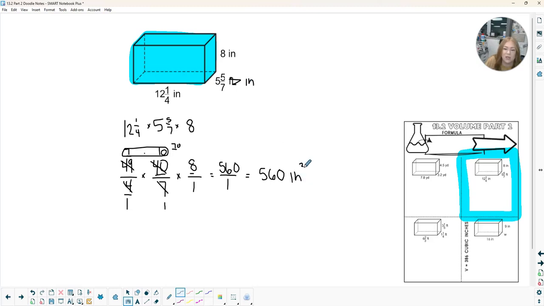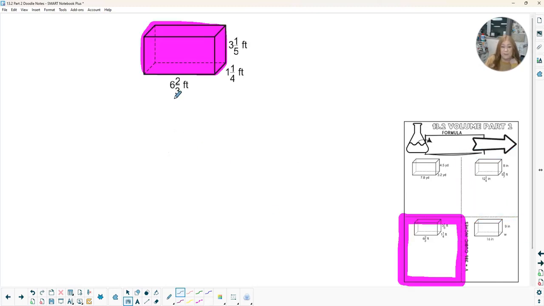Inches cubed. So they're all the same there. So 560 inches cubed. When we have fractions, with decimals I have to multiply one at a time, right? But when I do fractions, I can line them all up and just go across and cancel whatever we need to. So let's try another one of those.